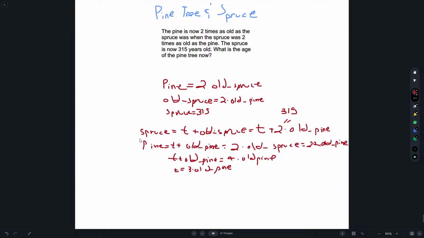Spruce is 315. Oh wait, here we go. Then spruce is equal to 3 times old pine. So that would be 3 times old pine plus 2 times old pine, because of this equation. So we're combining these and plugging t in there.